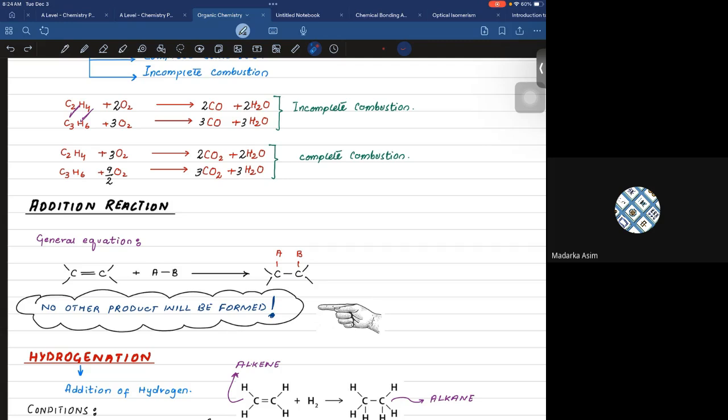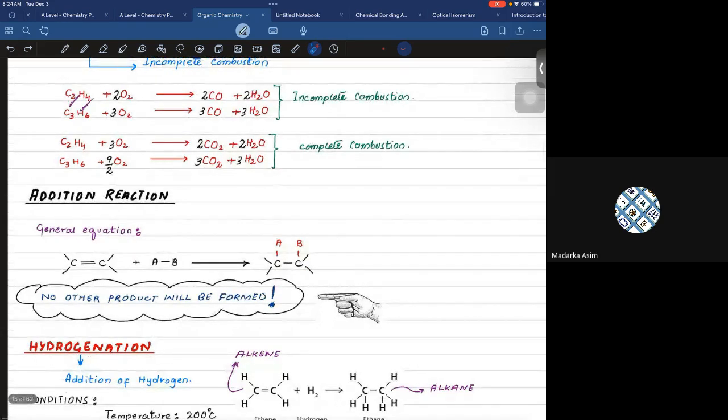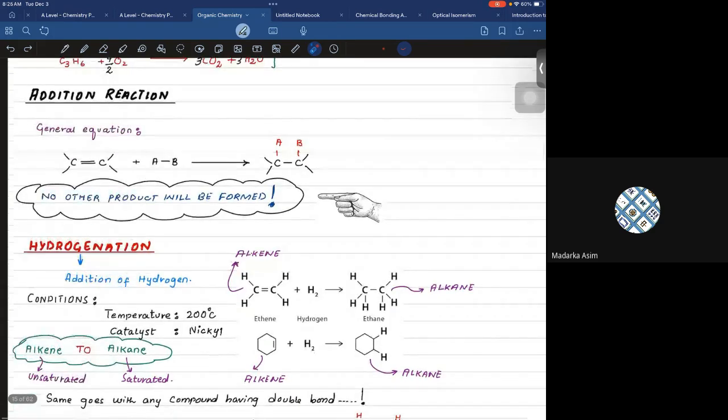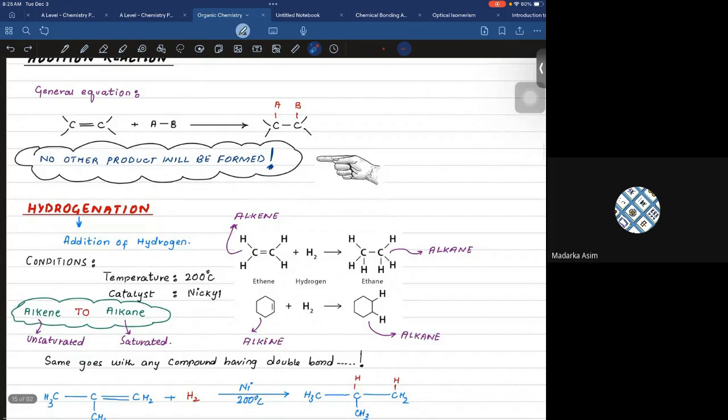Remember, only one product is formed. And this is a general reaction. I told you just like that that AB is being added, but specifically the examiner would be giving you to add hydrogen. This is hydrogenation. So hydrogenation means addition of hydrogen, but this reaction does not happen so easily.